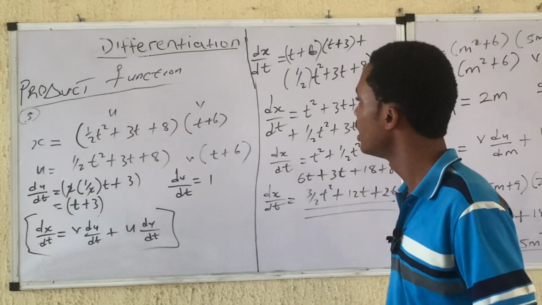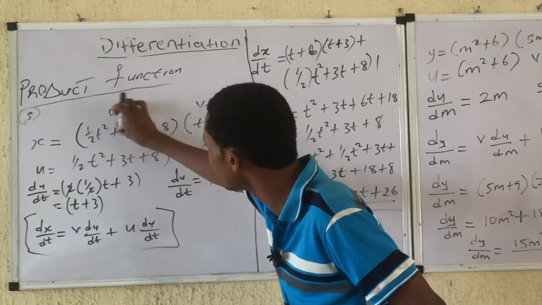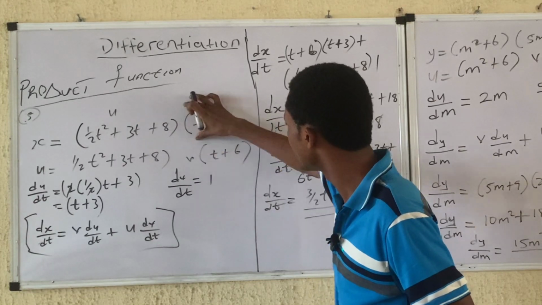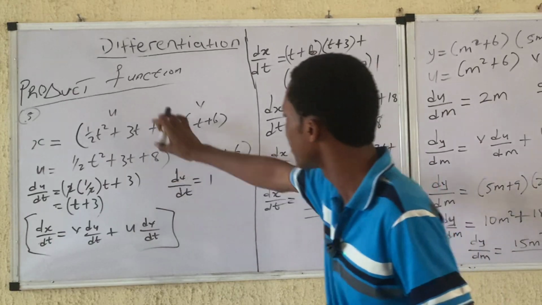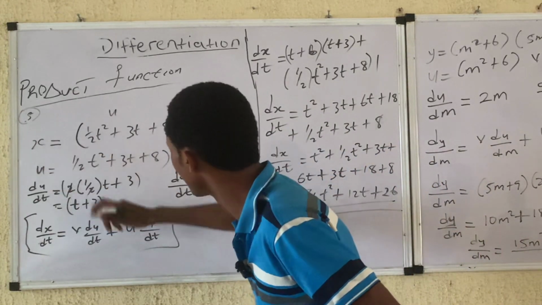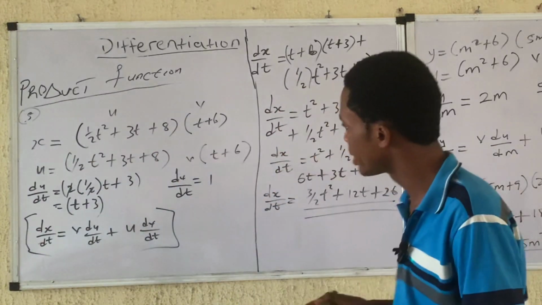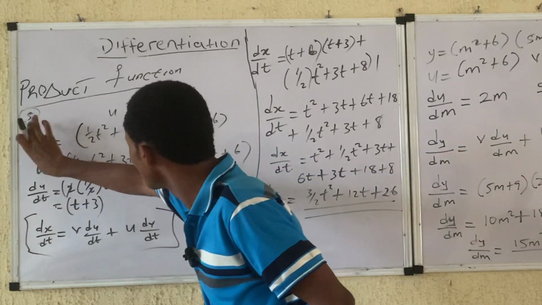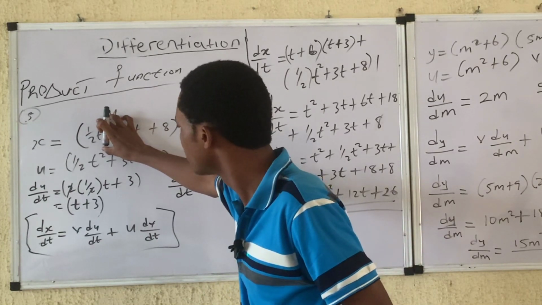Question number 5. x equals (half t squared plus 3t plus 8)(t plus 6). Remember, our first bracket is our u and our second bracket is our v. Now u is our first bracket, and v is our second bracket. Now remember that differentiation of x with respect to t this time.